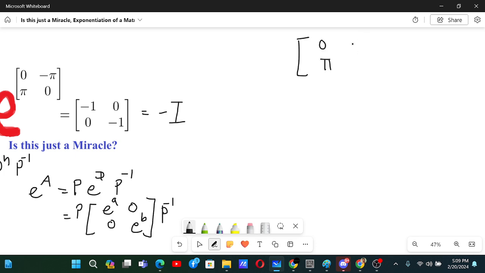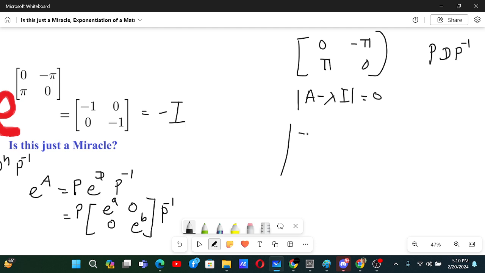Okay, so from all those videos, you might have already noticed that to find P we need eigenvectors, and to find D we need eigenvalues. So let's find the eigenvalues now. For that we need to solve this equation: determinant of A minus lambda I is equal to 0. So we have the determinant of the matrix with entries minus lambda, minus pi, pi, minus lambda, is equal to 0.